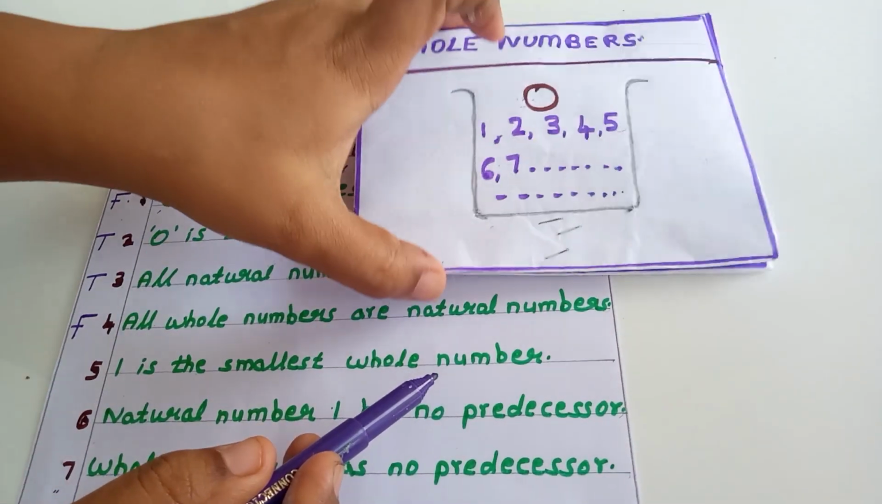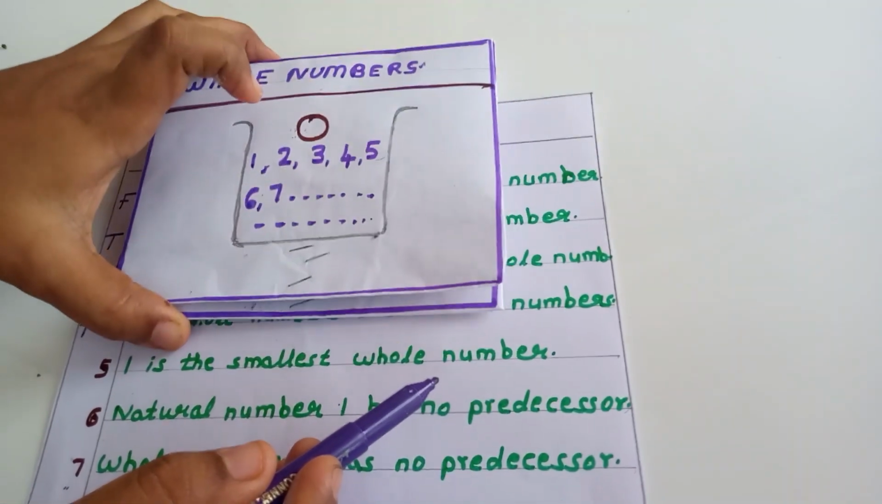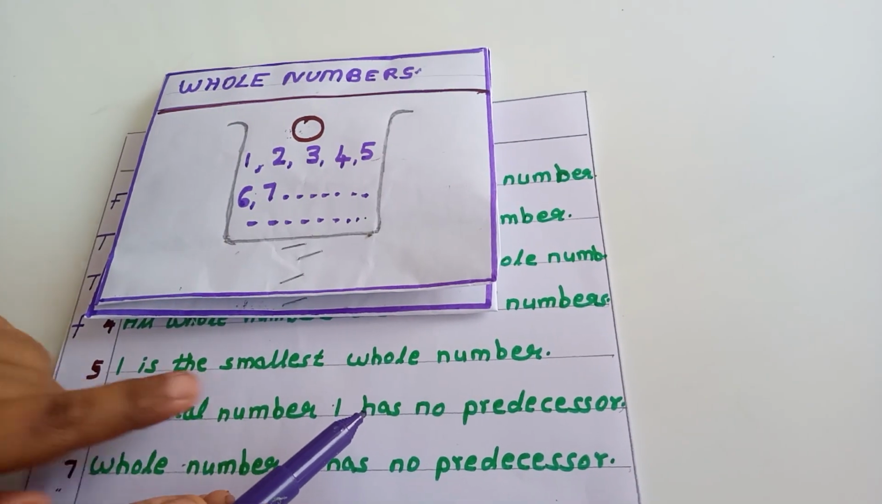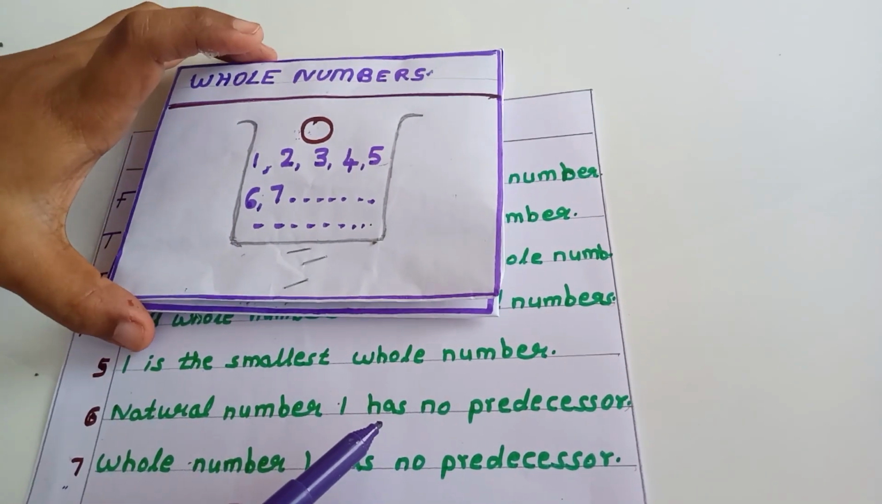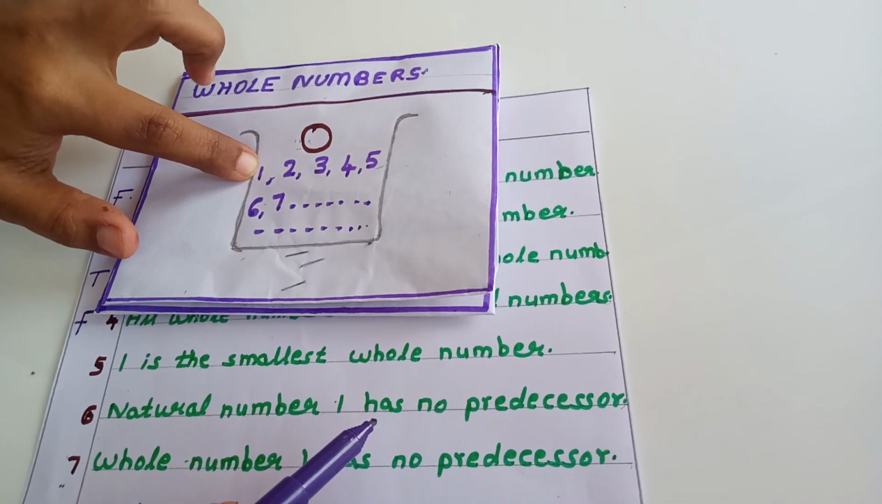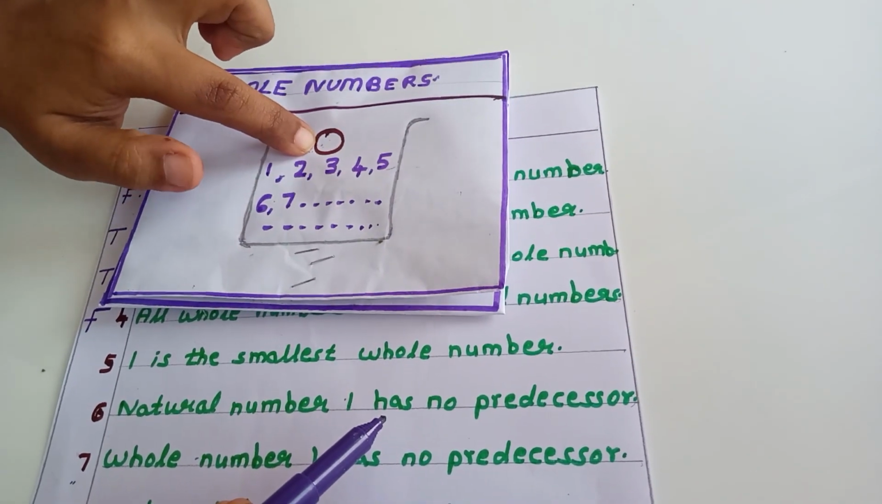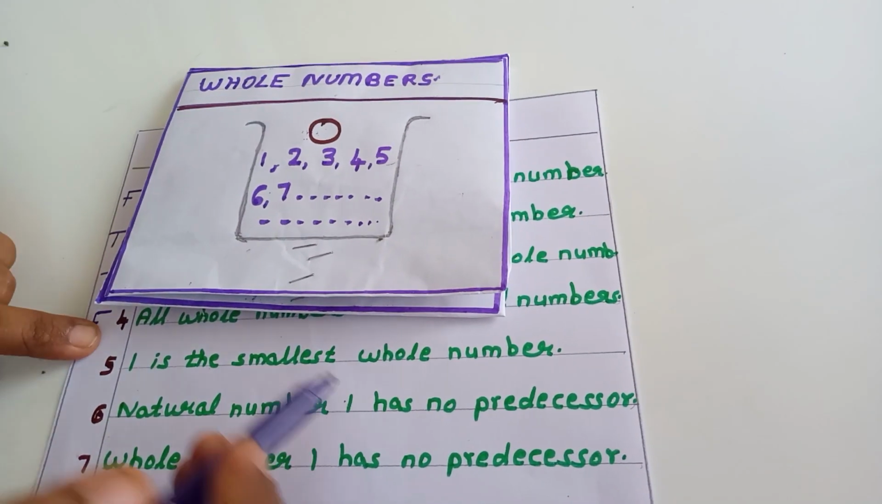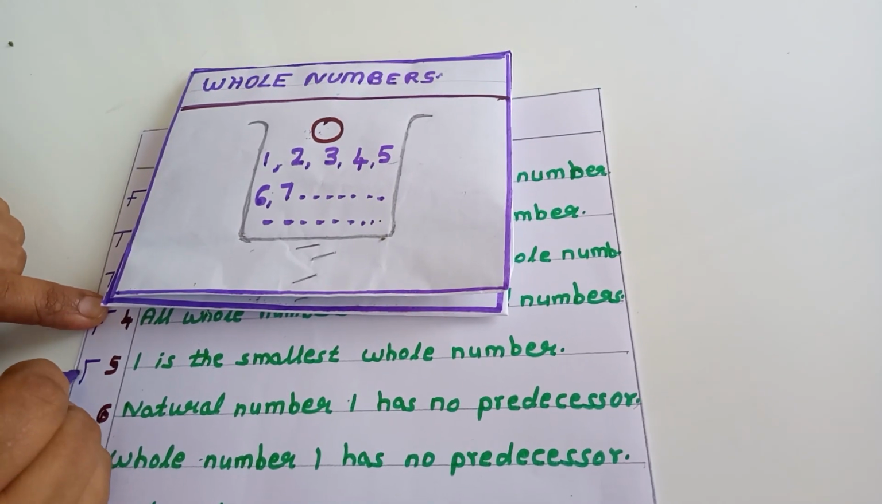Next one, 1 is the smallest whole number. So think of the whole number set only. Is 1 the smallest whole number? No, 0 is there. So this statement is false.